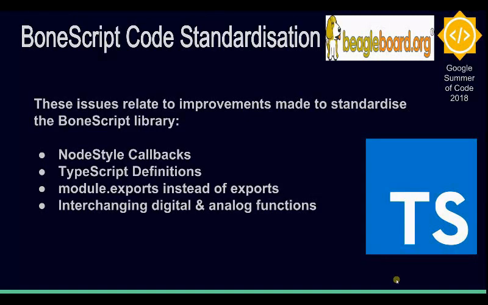The next set of issues relate to standardizing the BoneScript library. These issues come under this section. Supporting node style callbacks. BoneScript now supports node style error first callbacks along with the previous style single object callbacks. TypeScript definitions. BoneScript now has the TypeScript definitions for commonly used methods bundled with the library. Using module.exports instead of exports. The use of exports alias in BoneScript codebase was replaced with module.exports. Interchanging analog and digital function. This issue relates to user being able to interchange analog and digital functions on digital and analog pins.